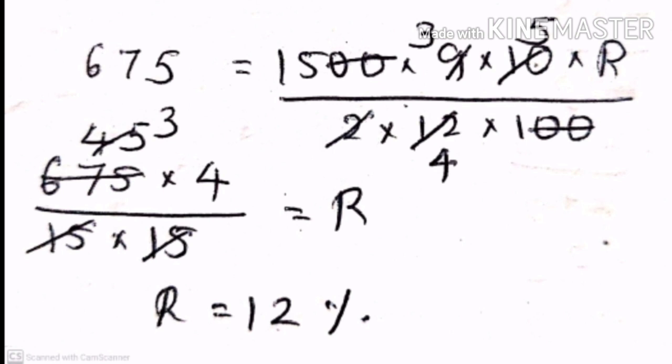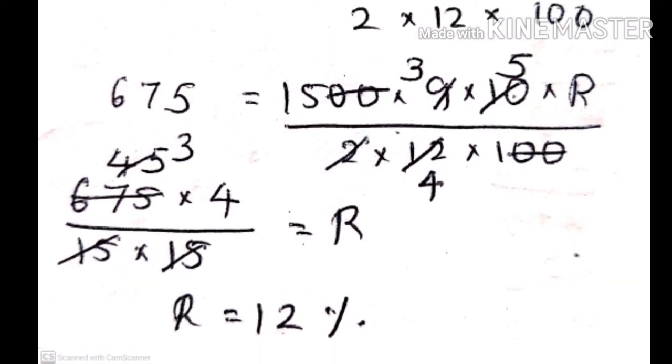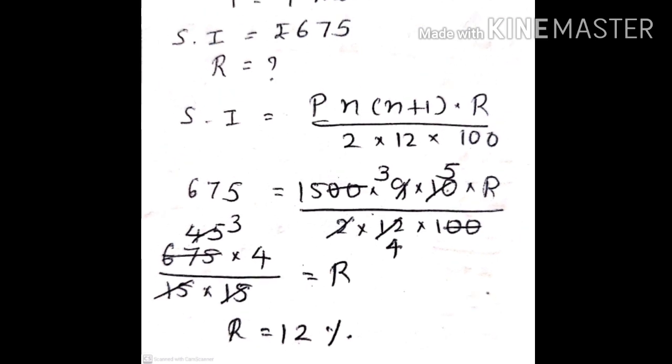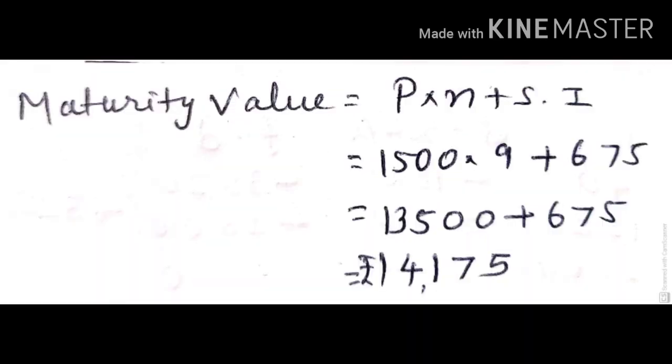Now using this we will find our maturity value. The formula for the maturity value is equal to P × n plus SI. Now P means principal, multiplied by the time period, plus SI. So now we find the maturity value using the formula. Place the values: 1500 multiplied by 9 plus 675. So now by calculation we get our maturity value as 14,175 rupees.